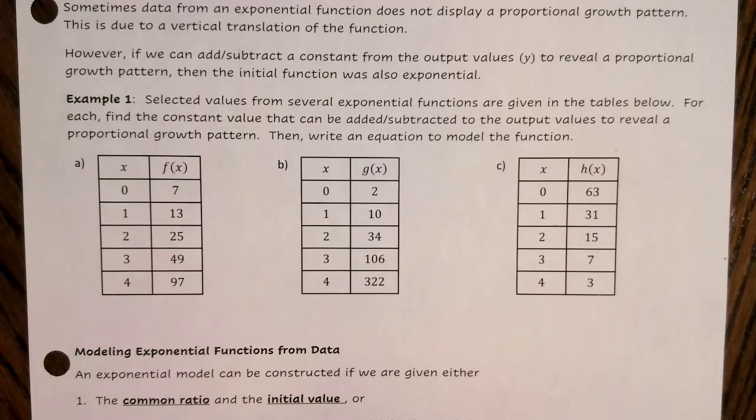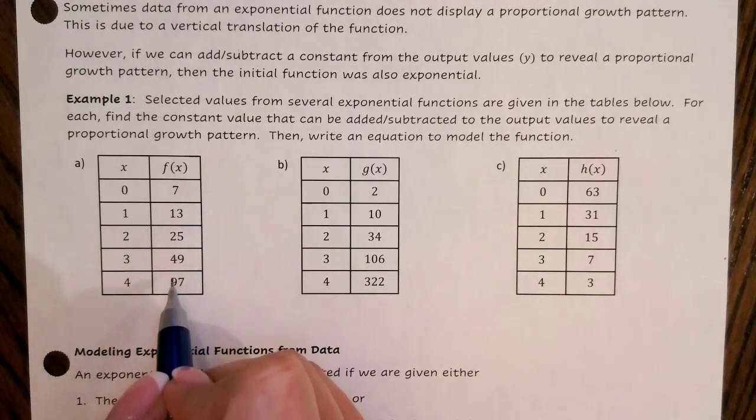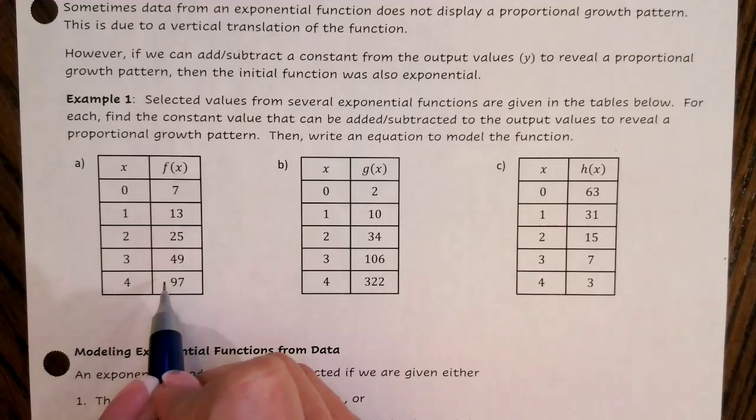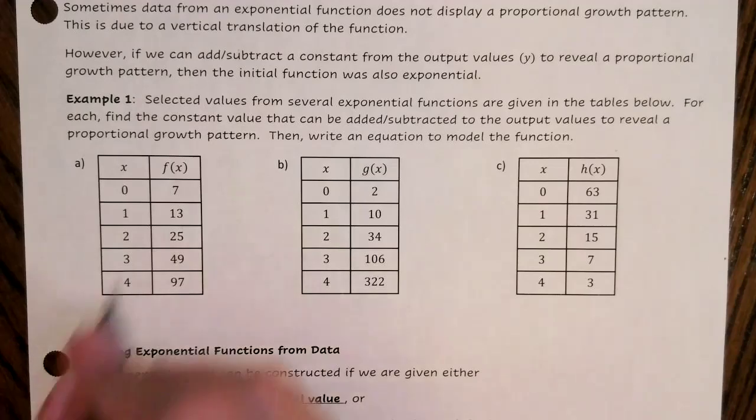So we've got some table values right here. It says selected values for several exponential functions are given in the tables below. For each, find the constant value that can be added or subtracted to the output values to reveal a proportional growth pattern. So we're going to look at what we can add or subtract to these numbers that will create a proportional growth pattern. Some of these are going to be a little easier to see than others, like this first one here.